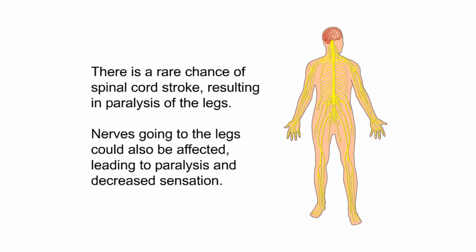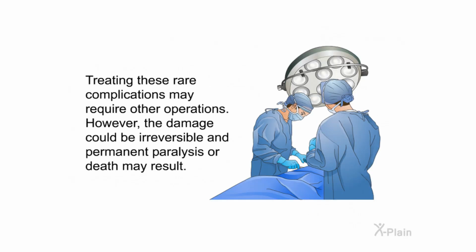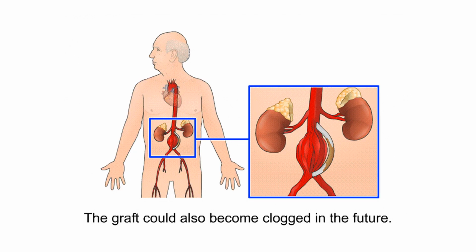There is a rare chance of spinal cord stroke, resulting in paralysis of the legs. Nerves going to the legs could also be affected, leading to paralysis and decreased sensation. Treating these rare complications may require other operations. However, the damage could be irreversible and permanent paralysis or death may result. The graft could also become clogged in the future.